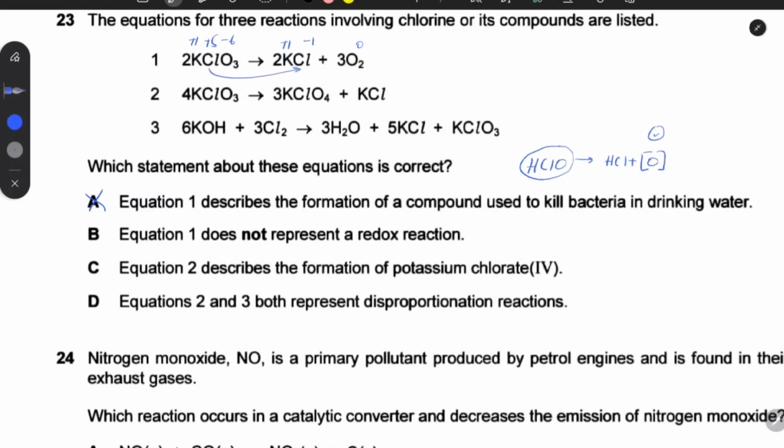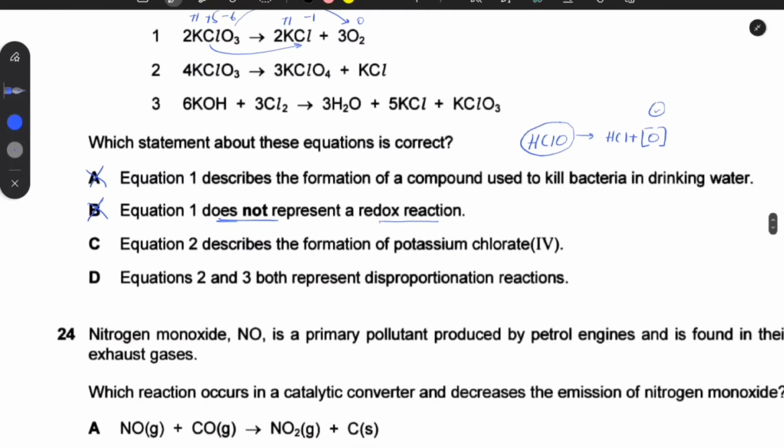It means that chlorine is reduced because its oxidation number is decreased, and oxygen goes from -2 to 0, its oxidation number is increased, so it is oxidized. So both of these processes happen in equation 1, that is why this is a redox reaction. So this option is incorrect, because it says equation 1 does not represent a redox reaction, but it does. Then option C: equation 2 describes the formation of potassium chlorate(IV).